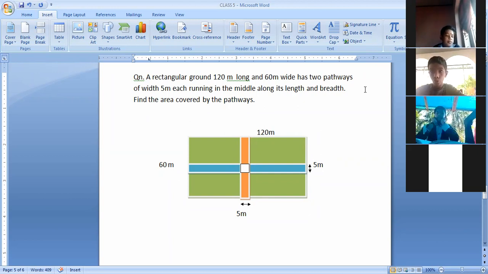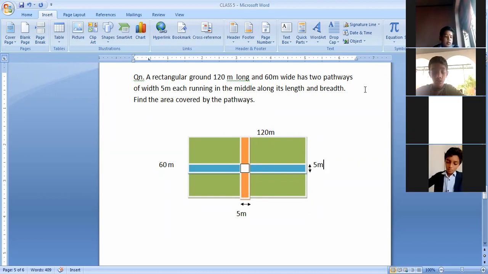You will find the area of one pathway. Then you will find the area of the second pathway. Then you will add, right?